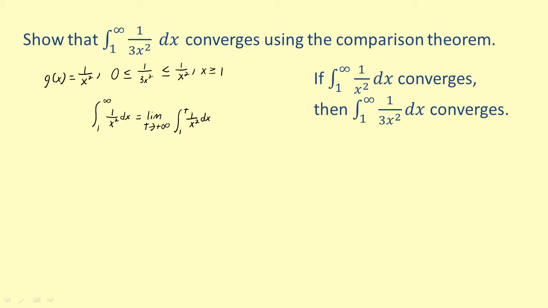Evaluating the integral from 1 to t, we get the limit as t approaches positive infinity of negative 1 over t plus 1. Plugging in infinity for t, we get that the limit as t approaches positive infinity of negative 1 over t plus 1 is equal to 1. By the comparison theorem, since the integral from 1 to infinity of g of x dx converges, so does the integral from 1 to infinity of f of x dx. Therefore, we have proven that the integral from 1 to infinity of 1 over 3x squared dx converges.